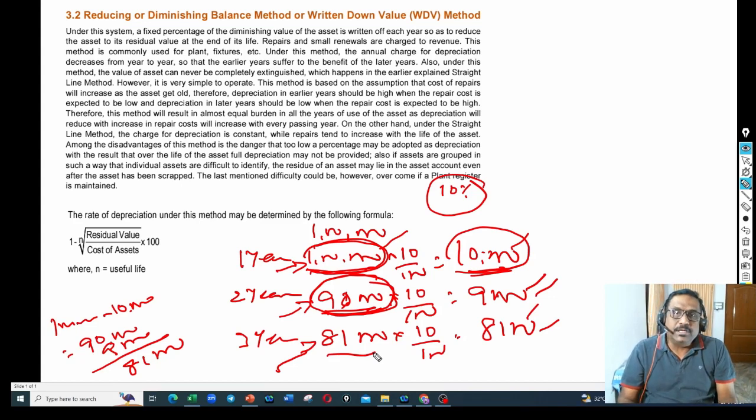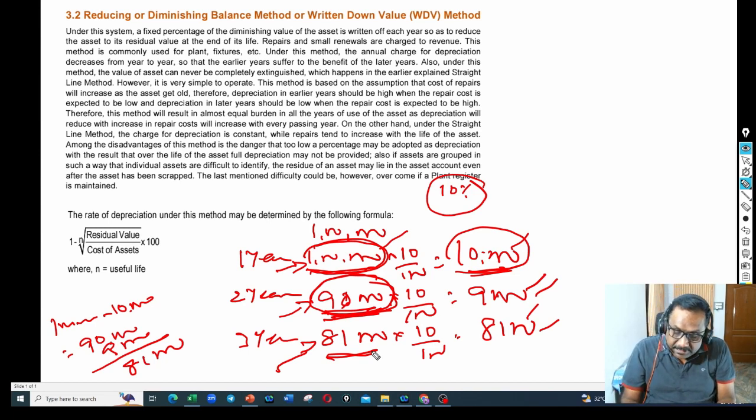So that is the reason we call it the reducing balances method, diminishing balances method, or written down value method. We are writing down the value. We are taking out the depreciation value and calculating next year depreciation. Then again we reduce the same depreciation from the asset and then we calculate the depreciation. So we are calculating depreciation on the written down value method.